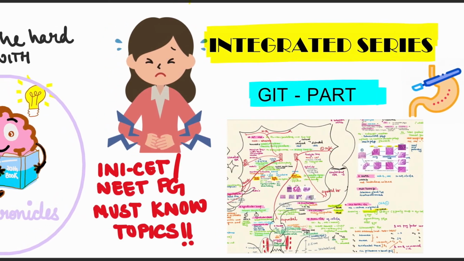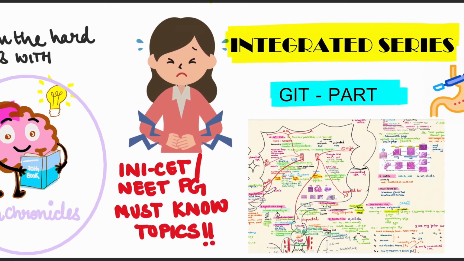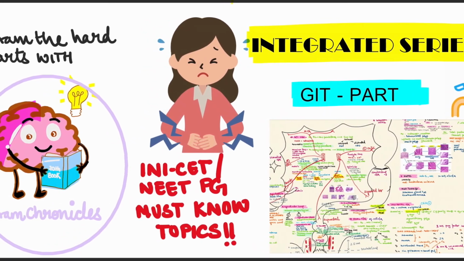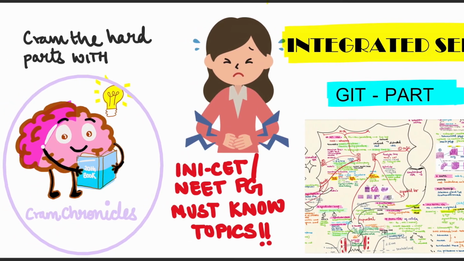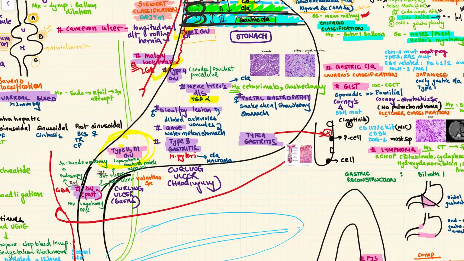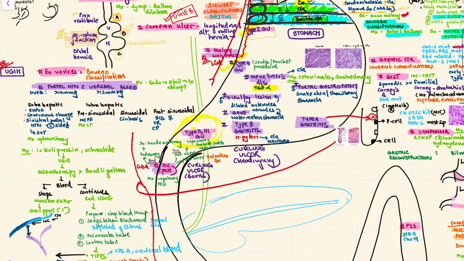So today we'll be doing the third part of the GIT integrated series, and the topic for today is stomach. Without further ado, let's just dive into the topic. So the most important topic in stomach is upper GI bleed, right? So we'll be looking at all the causes one by one.